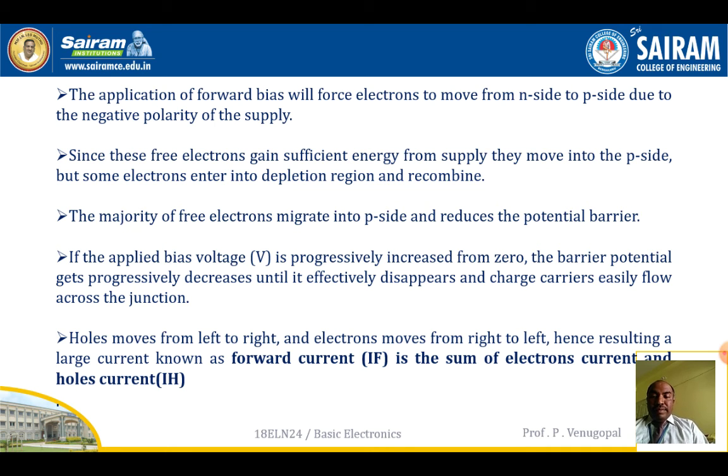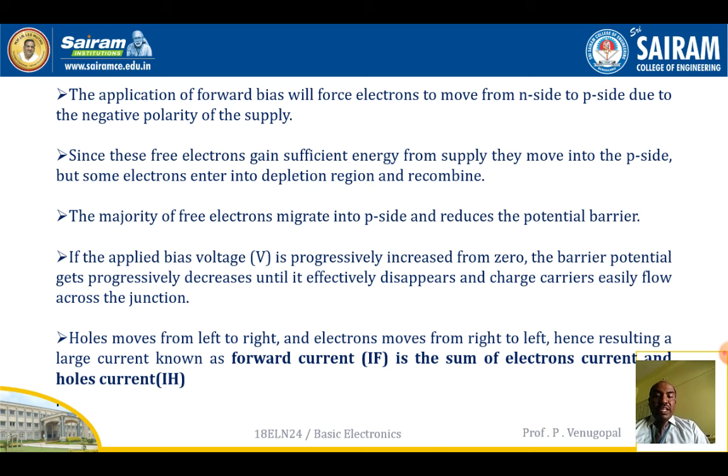So in the figure, positive polarity is connected to the p side, which means holes are repelled from the positive charge, and similarly negative polarity is connected to the n side, which means electrons are repelled from the negative polarity. Then what happens? The electrons move from the n side to the p side, and the holes move from the p side to the n side across the junction.